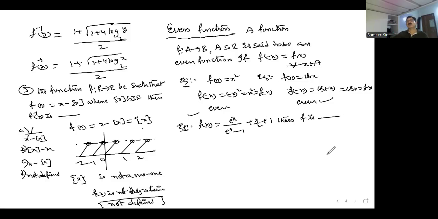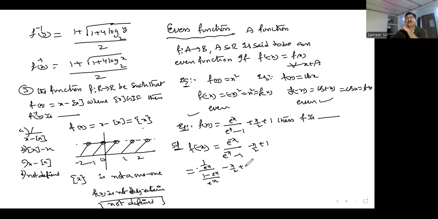Then f is dash, with four options: even, odd, even and odd both, neither even nor odd. So what to do here? Stick to the basics. What is the basic rule here? f of minus x is equal to f of x. We'll check whether it is possible or not. f of minus x, wherever x is there, I'm substituting minus x.